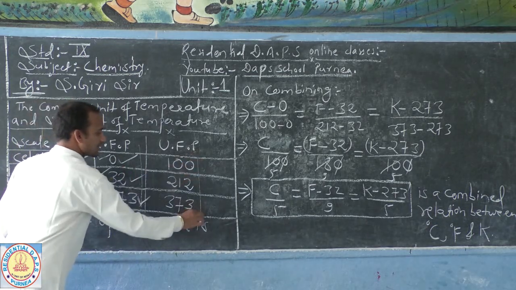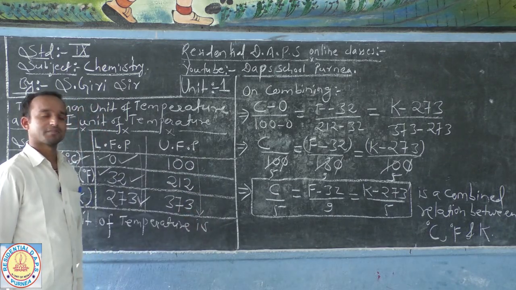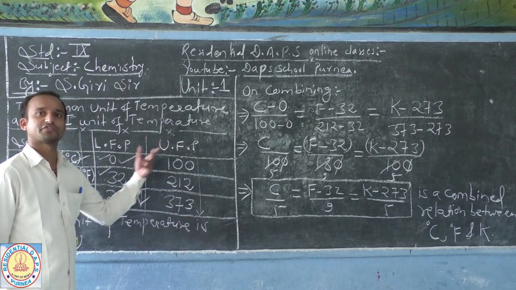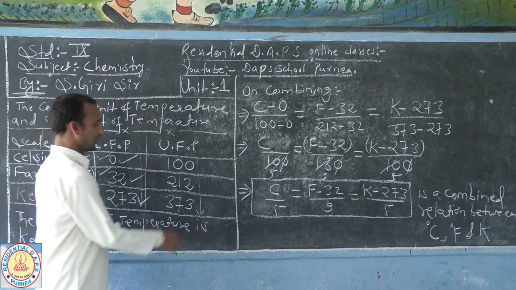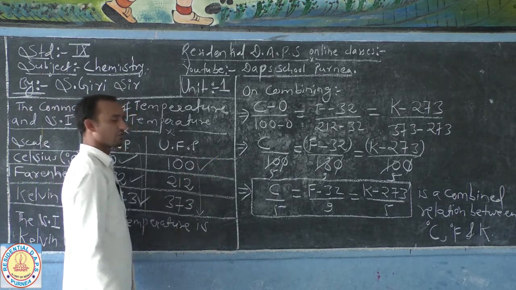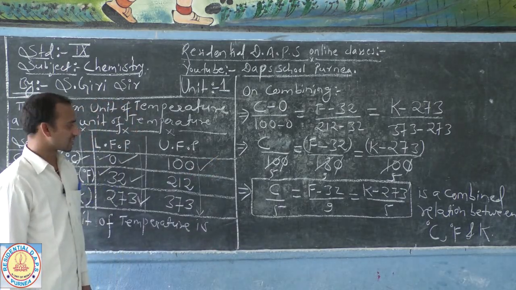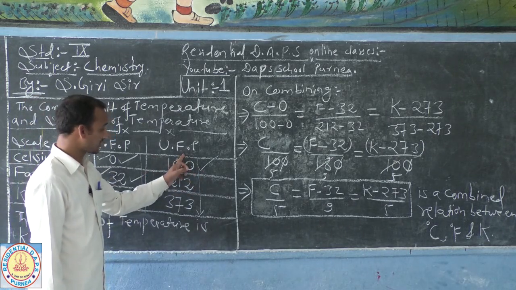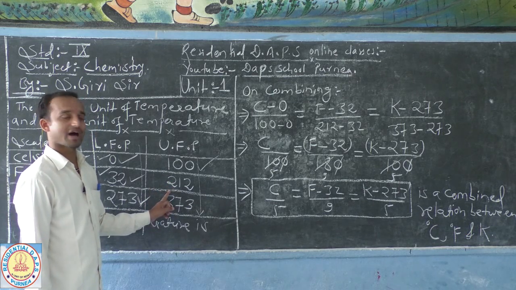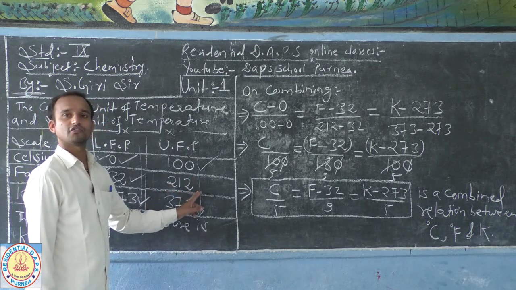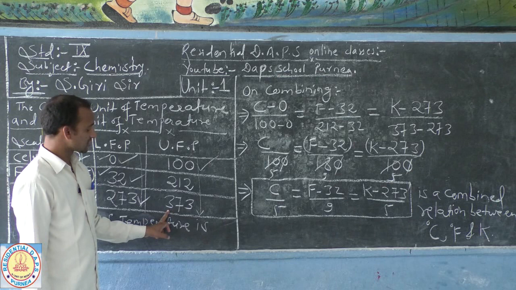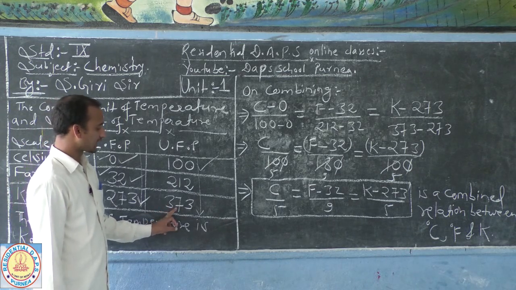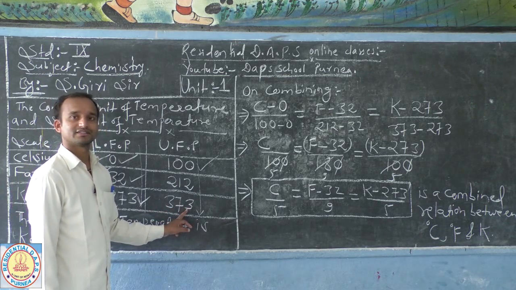Now here it means the boiling point of water, but it is expressed in three different styles. While you express the boiling point of water in degree Celsius, you have to write 100 degree C. If you express it in Fahrenheit, you have to write 212 degree Fahrenheit. And in Kelvin, similarly, you have to write 373 K, right?